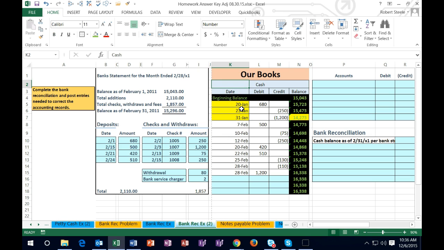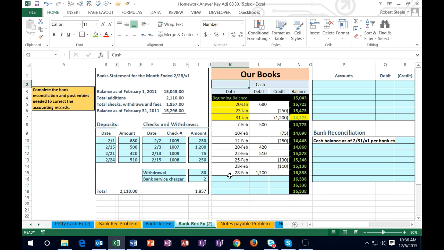So this is a T account for our books. It is covering January 20th through February 28th. And what we're going to do, of course, is check our books to the records on the bank statement. Why? Because in theory, they should be the same. Our records should match the records on the bank statement. And they do for the most part.